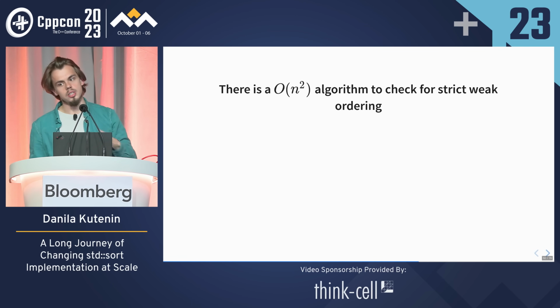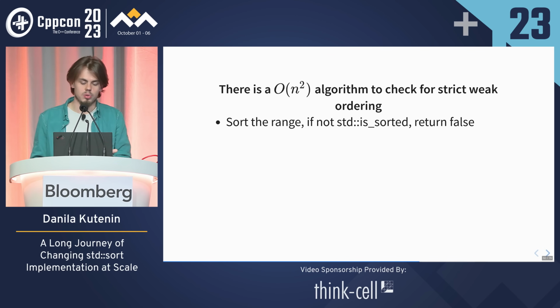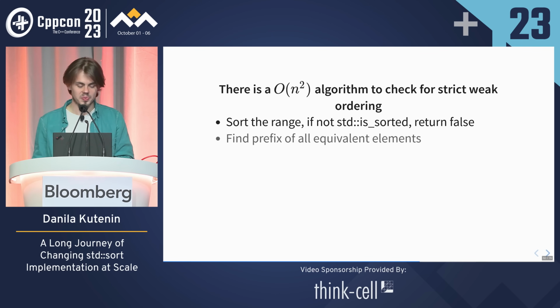I'm not going to dive into why it works. I'm just going to tell you the algorithm, how it works. So first of all, we need to sort the range with some algorithm that doesn't fail. This is a little bit harder than you might think, but just imagine any algorithm that finishes and correctly sorts when the comparator satisfies strict weak ordering. Just sort the range. If it's not sorted, return false. If it's not sorted after you sort it, then your comparator does not satisfy strict weak ordering.